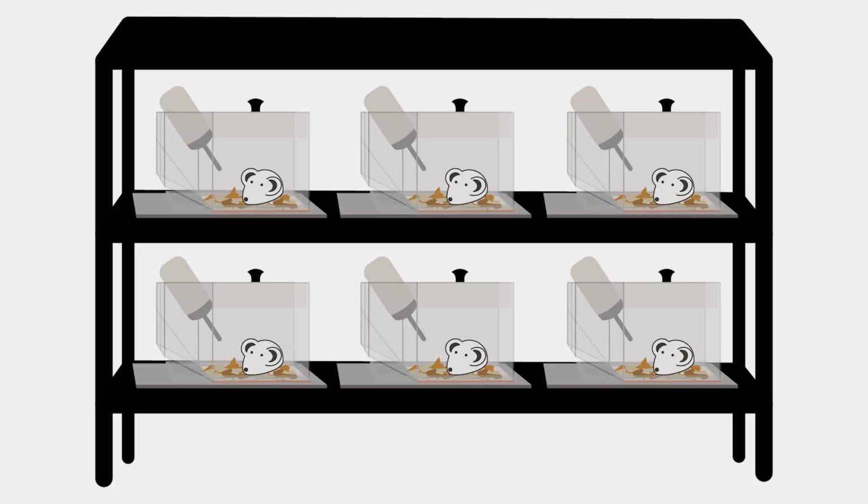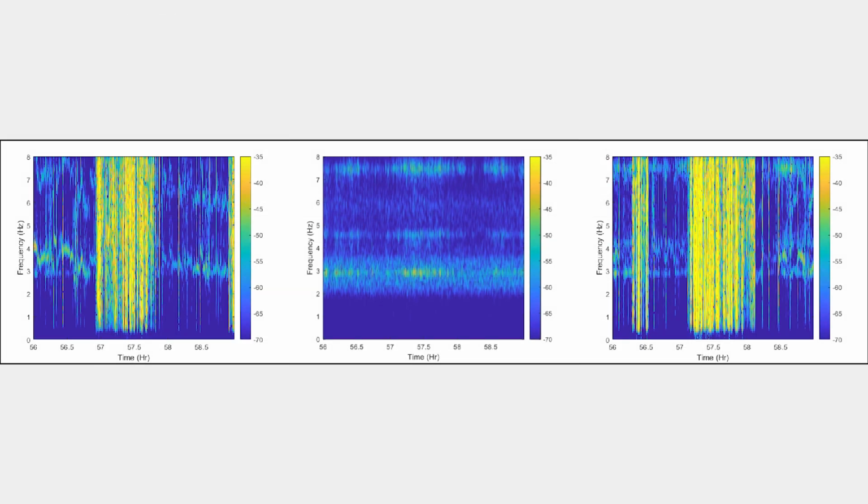In this case, we set up 6 cages on 2 shelves with 1 empty cage on each shelf. Vibrations of the platforms are often the source of noise, where the vibrations then resonate at certain frequencies based on the mechanical structures. Now let's look at the spectrograms of the cages on the top shelf.